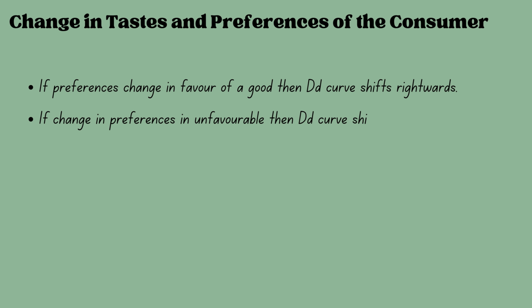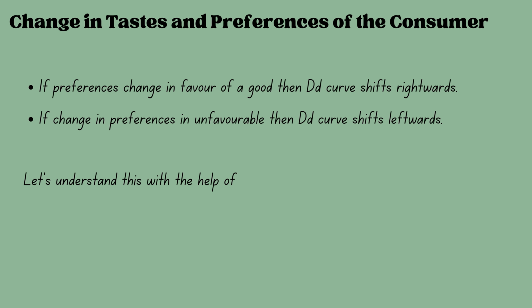Lastly, we'll talk about how changes in tastes and preferences lead to a shift in demand curve. If preferences change in favor of a good, the demand curve for such a good shifts rightwards. The demand curve shifts leftwards when there's an unfavorable change in preference.